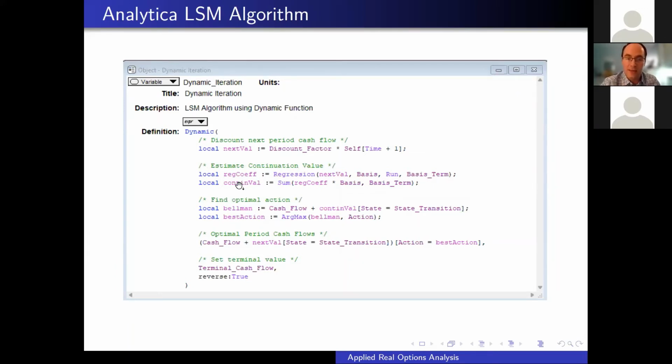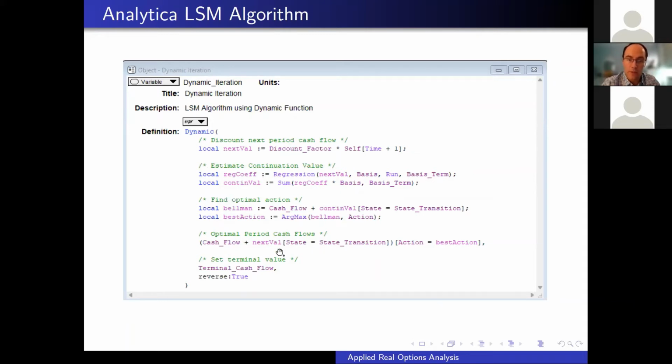Then we estimate the continuation value. We form a Bellman equation, which is, again, the cash flow in the present period plus the value of the project in the future as represented by the continuation value. We find the best actions using argmax, and then we restructure the cash flows.